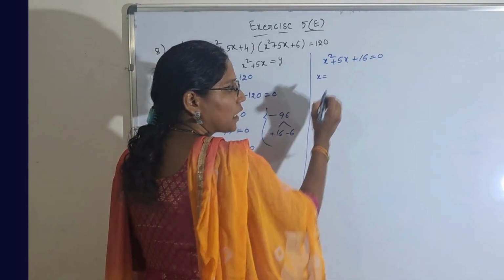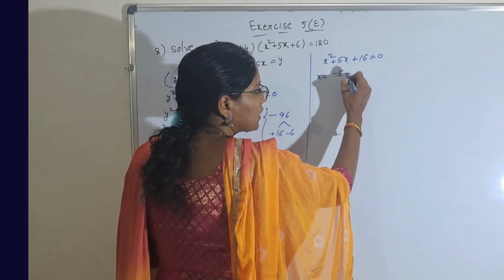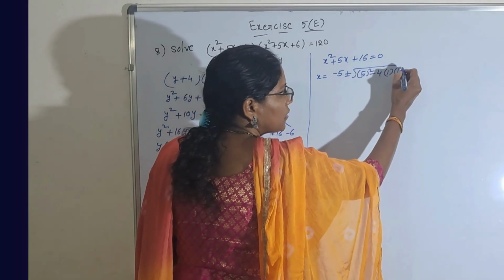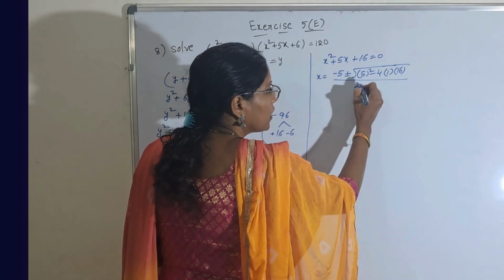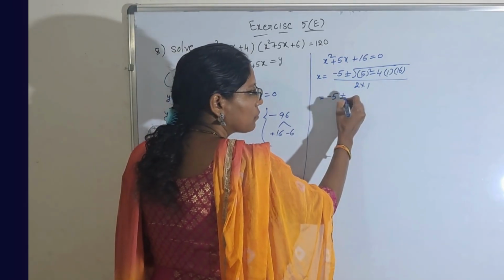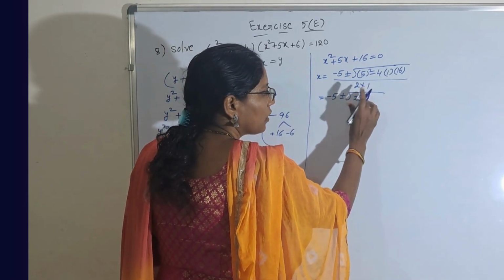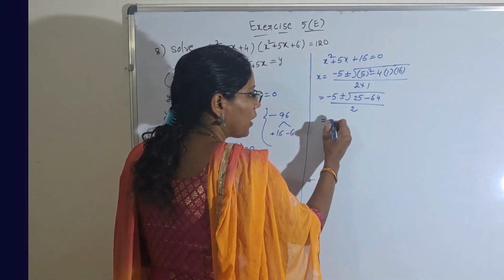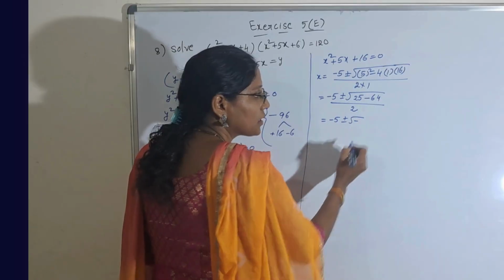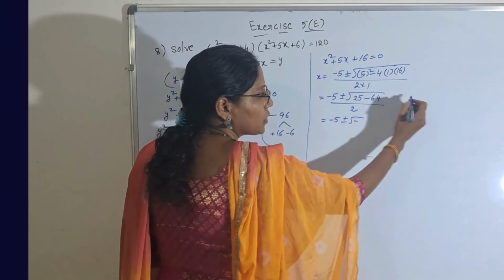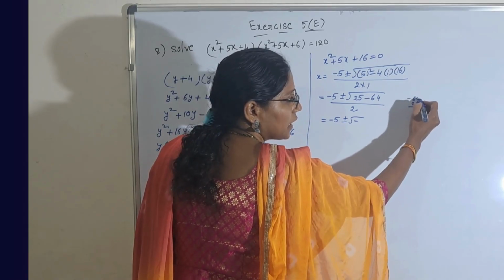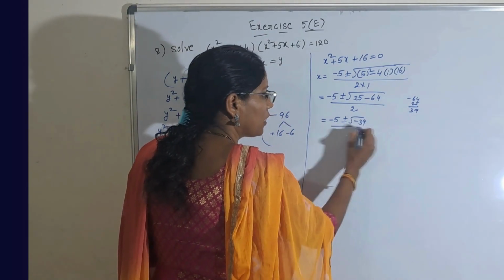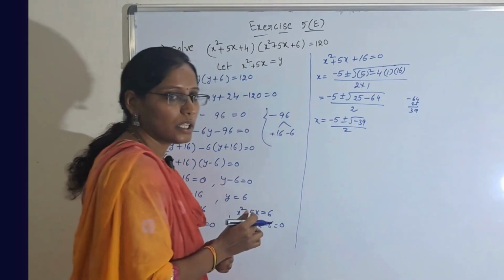Here formula method we can apply. Here minus b plus or minus root of b square minus 4 into a value is 1, c value is 16 by 2 into a value is 1. Minus 5 plus minus root of 5 5 is 25 minus 16 4 is 64 by 2. Minus 5 plus minus root of minus 39 by 2. Negative value we came inside of the root.